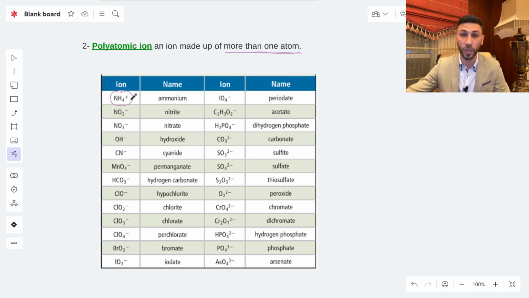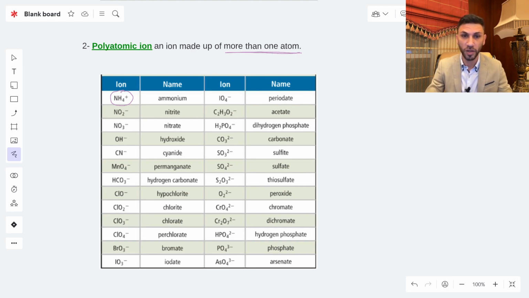And it's positive 1. Actually, those polyatomic ions we need to memorize, but I never ask my students to put the table there and memorize them. We memorize those polyatomic ions very easily by practicing. When you keep practicing, you will memorize those polyatomic ions. They are very important, not only for grade 9 or grade 10, but also for higher grades.